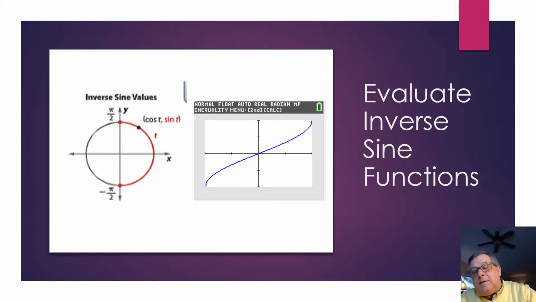And if you think about just the basic sine function, which, let's see, I'm going to draw it up here, oscillates like that with a period of 2 pi. The sine function itself would not have an inverse that is a function unless we restricted the domain.